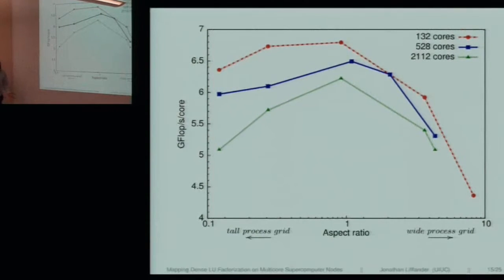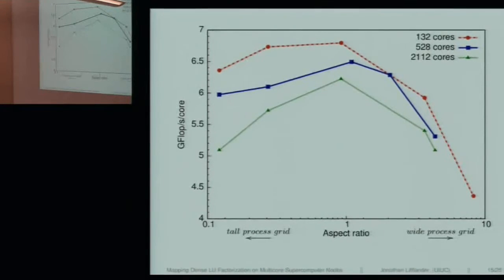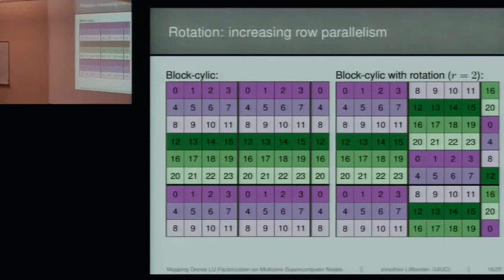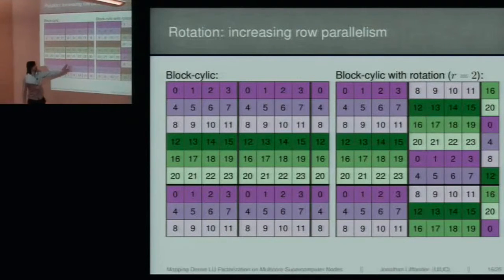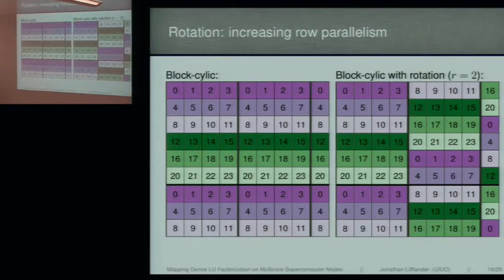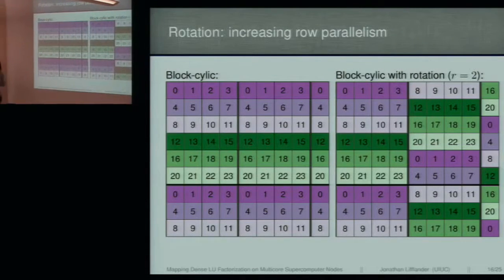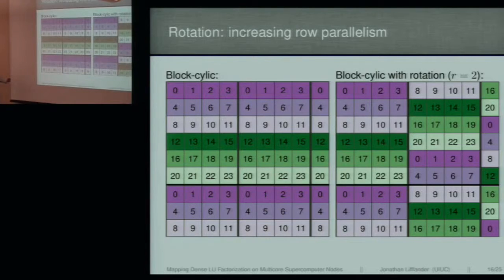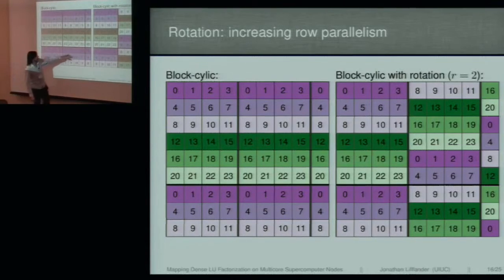Now note that the best points are actually in the middle. The reason for this is because even though the tall makes the active panel go faster, which I just showed, it actually slows down the triangular solves, which are also on the critical path. And the wide has the problem that the critical path is extremely slowed down. So the idea is to take the tall process grid and fix it so there's more parallelism along the row. So here's our traditional block cyclic on the left, and here's our block cyclic with rotation. The idea of rotation is you take the tile and you rotate it by a certain amount. And what that does is put more processors along every row in this case.